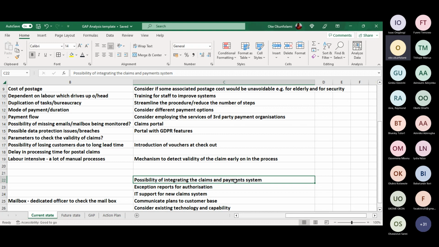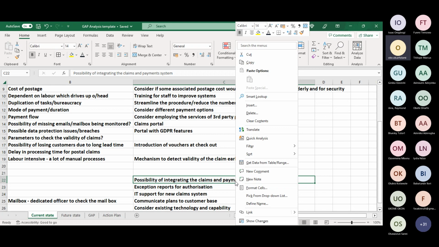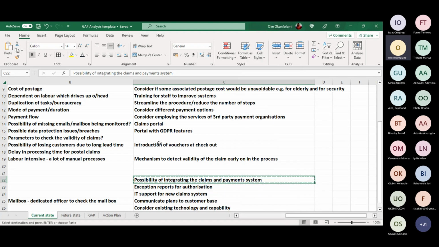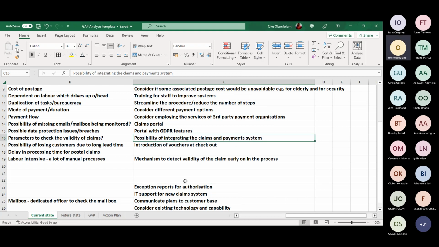So you notice how it says the claims officer will look at it and send the claim via email to the claims payment support. They will review it and say, okay, it's valid. Send it via email again back. How about both systems start talking to each other, you know, and we integrate the claims and payment system.